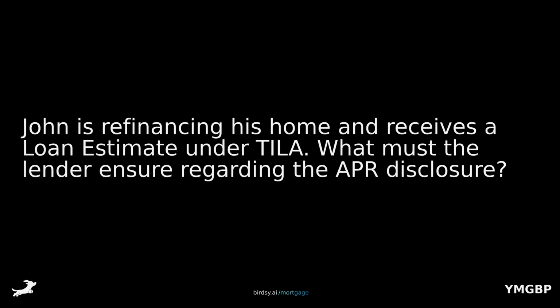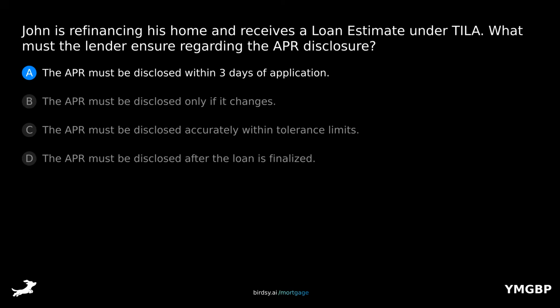John is refinancing his home and receives a loan estimate under TILA. What must the lender ensure regarding the APR disclosure? Is it A, the APR must be disclosed within 3 days of application? B, the APR must be disclosed only if it changes? C, the APR must be disclosed accurately within tolerance limits? Or D, the APR must be disclosed after the loan is finalized?